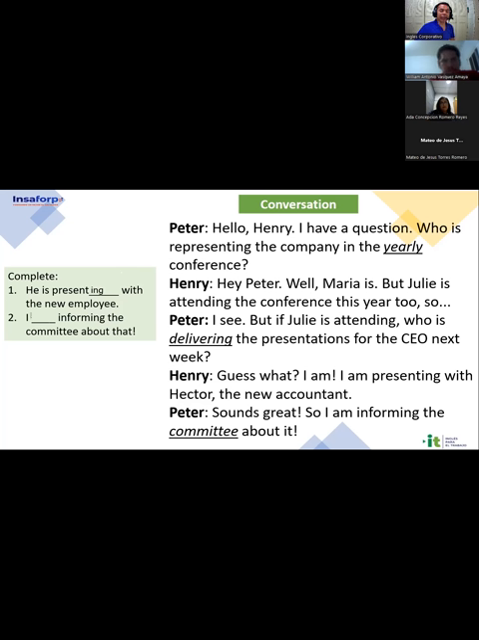And I am informing the committee about it. Am is the verb to be, right? So this is the way you use the present continuous: verb to be, is, are, and am, plus a verb, in this case present and inform, but you just change by adding ing. Notice that in inform you will add ing, but in other verbs, like invite, make, you eliminate the e and then you add ing.